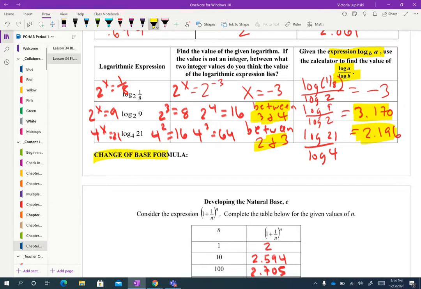It's so beautiful, in fact, that it has a name. It's actually called the change of base formula. And the change of base formula says the following. If you're ever asked to calculate log base b of a, you can do so by calculating log of the argument divided by the log of the base. Doesn't matter which value is bigger or smaller.